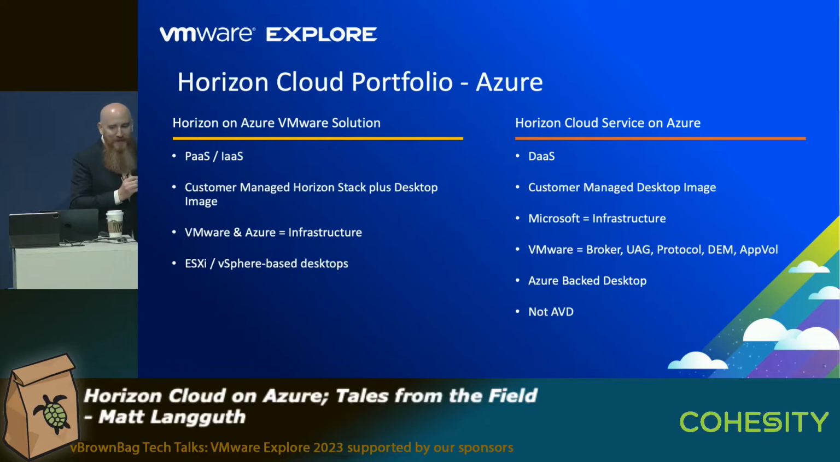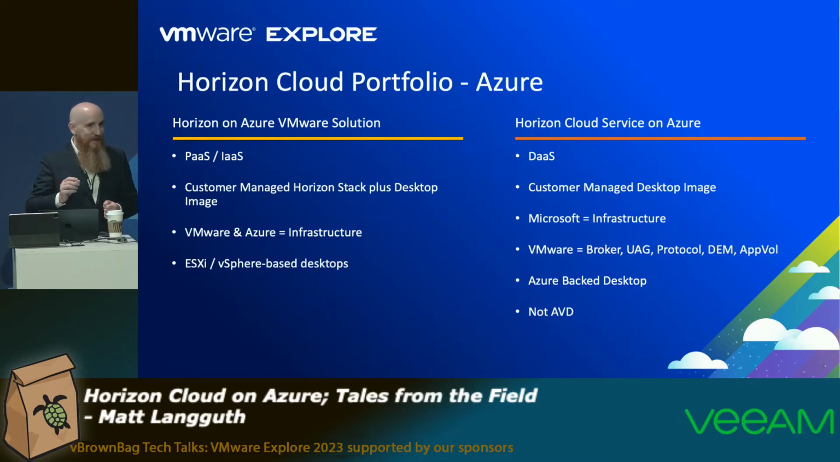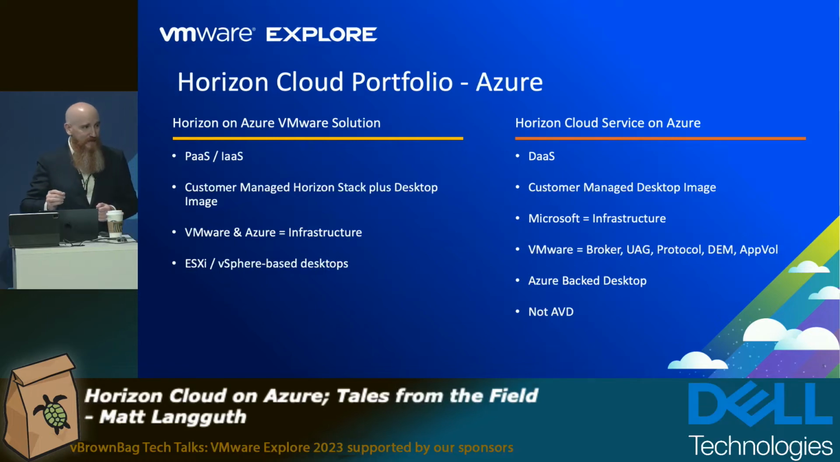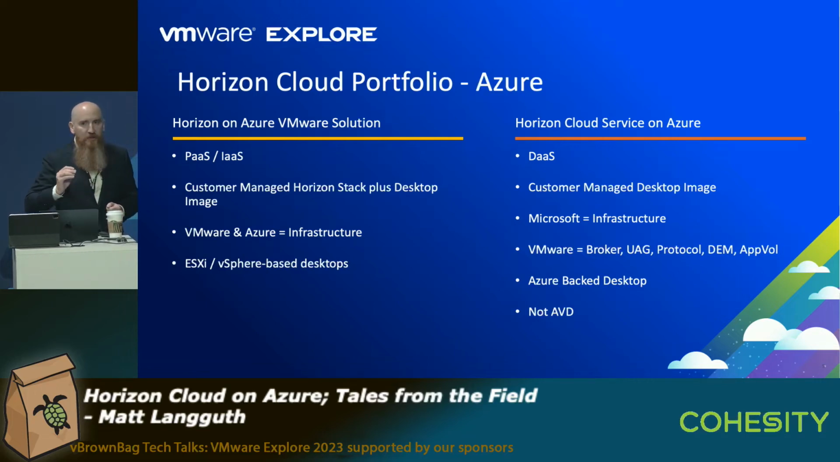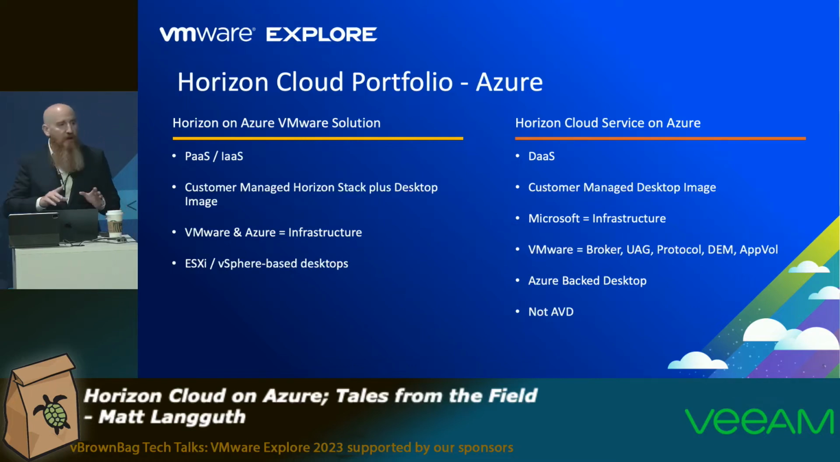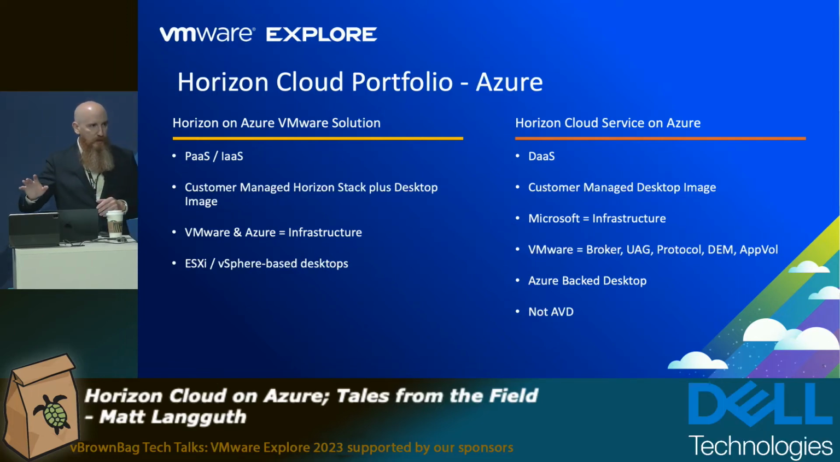So there is Horizon on Azure VMware Solution. Say that 5 times fast, right? Horizon on Azure VMware Solution. Sometimes we'll call this Horizon on AVS. This is our PaaS, or Platform as a Service, or IaaS, Infrastructure as a Service offering. So this is where you're still managing the traditional on-premises Horizon stack. So your connection servers, your UAGs, right? Your app volumes managers, DEM if you're particularly using that, you are responsible for managing those particular operational elements.